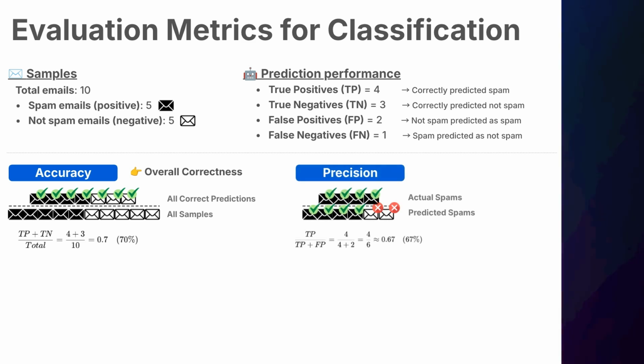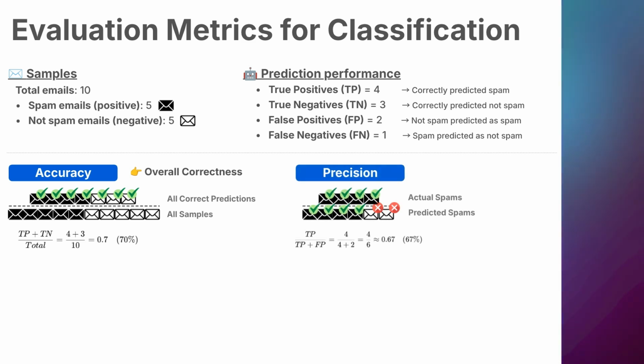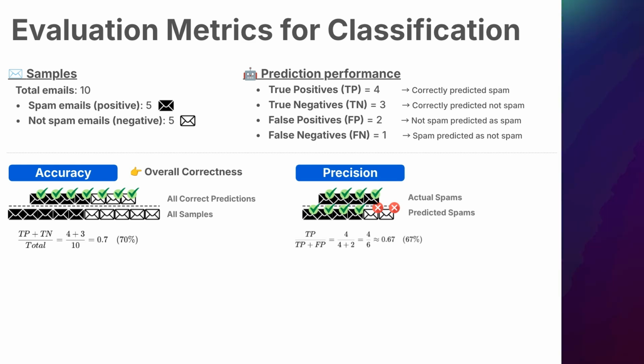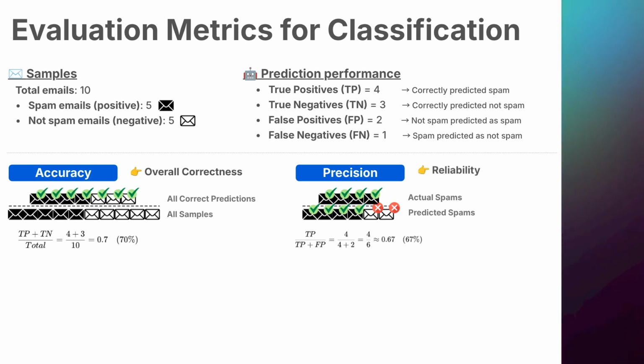Precision tells us how reliable the spam predictions are. The model predicted 6 emails as spam, but only 4 of those were actually spam. That means the precision is 4 out of 6, around 67%. So this is known as reliability.